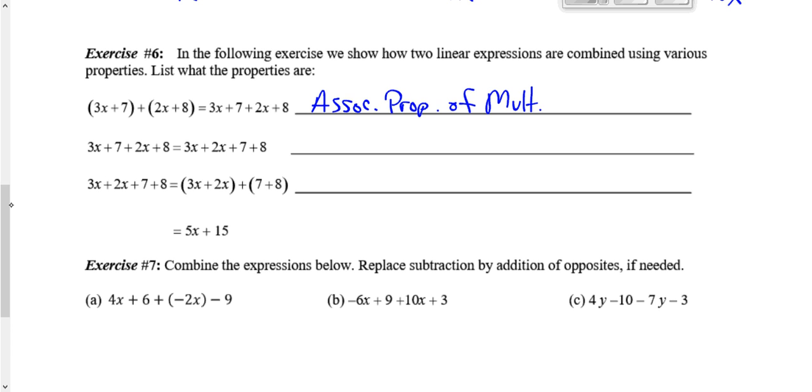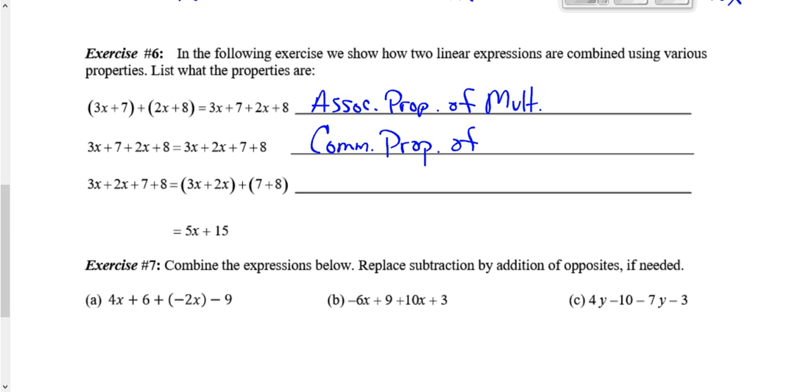Okay, anywho. So in the next step, they started with 3x plus 7 plus 2x plus 8 equals 3x plus 2x plus 7 plus 8. They move things around with a property. It moves things. Commutative property of what? Oh, I get what you said. I thought you said I said division. I get it now. Addition.